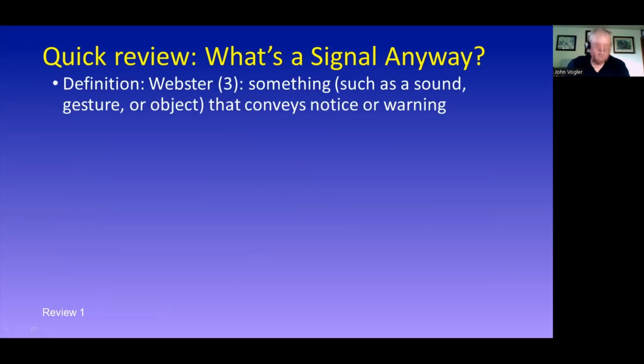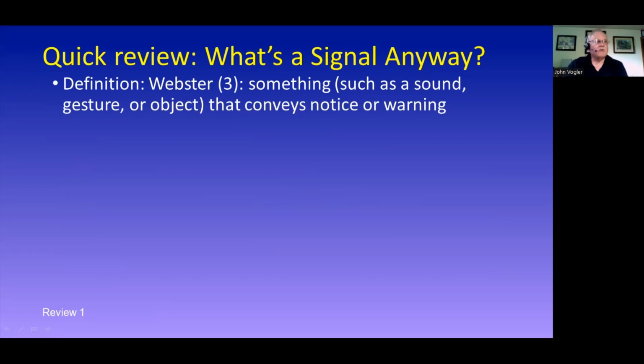What is a signal anyway? Surprisingly, the railroad rule books don't define a signal. They define specific signals, but there's no general definition of a signal. So I went to Webster's dictionary, and in their third item, a signal is something such as a sound, a gesture, or an object that conveys a notice or warning. Okay, so this works for railroad signals. We're going to talk about the railroad signals.